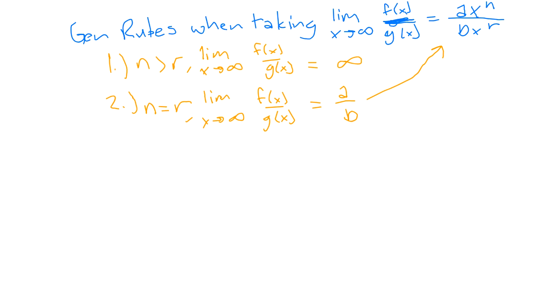And then the last one we're going to have is when n is less than r. Then the limit as x approaches infinity of f of x over g of x is going to equal 0. So once again, similar logic, it's just that now the bottom is going to grow a lot faster than the top. Since that denominator is growing faster and faster, it's going to hit that infinitely high value first. Therefore, it's going to overpower that numerator and give us 0 as a final ratio.